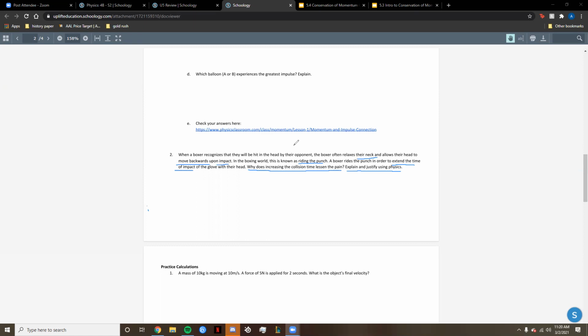It would be an inelastic punch because you're riding with the punch. So the final velocity: inelastic is when they're together, and elastic is like when he punches you and it goes back. So the final velocity for inelastic would be less than the final velocity for elastic, making the momentum less. That's what I put. I did the math for that.